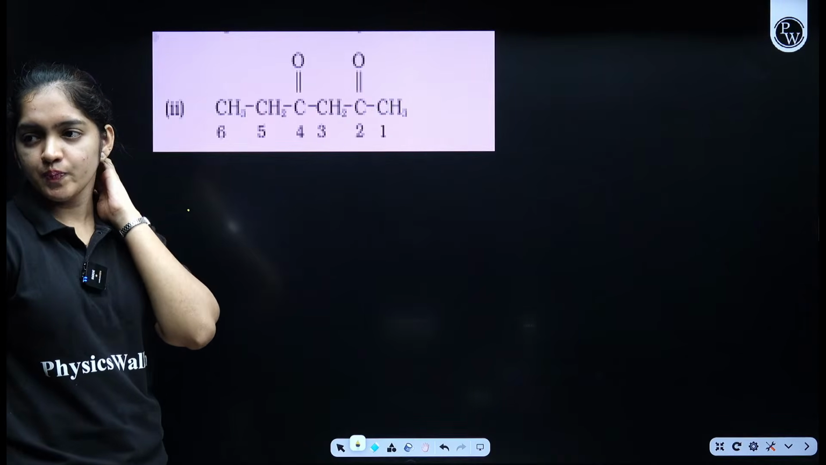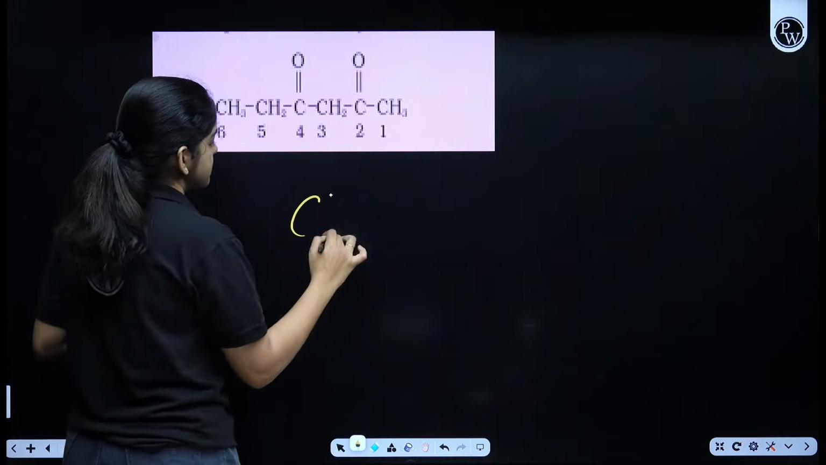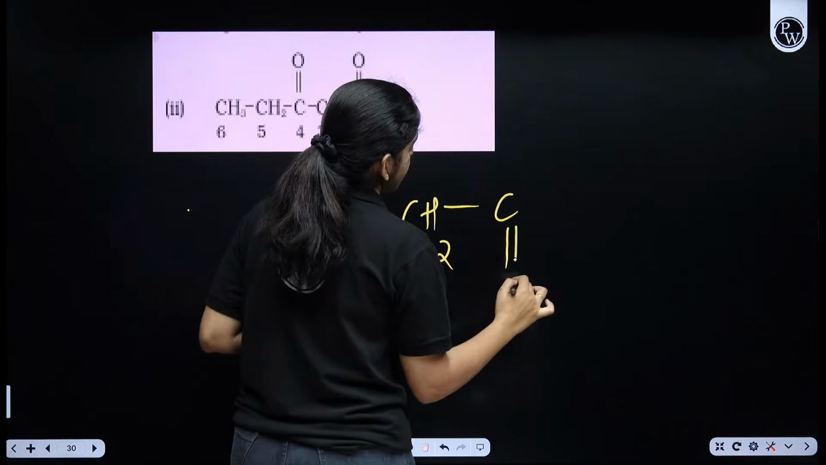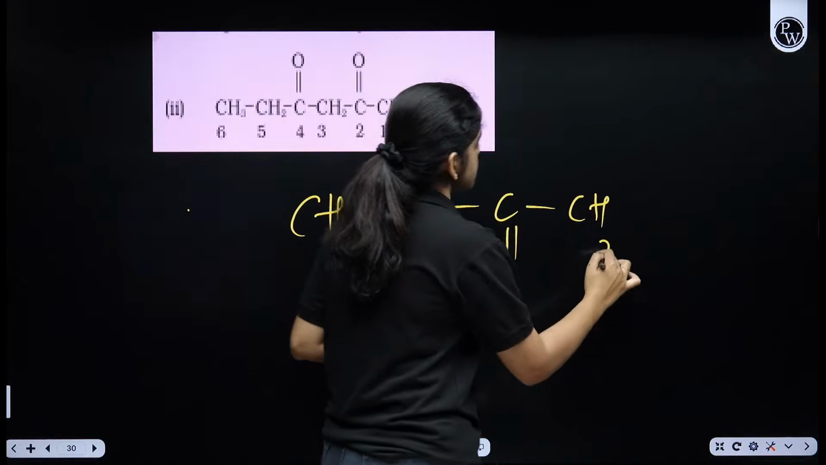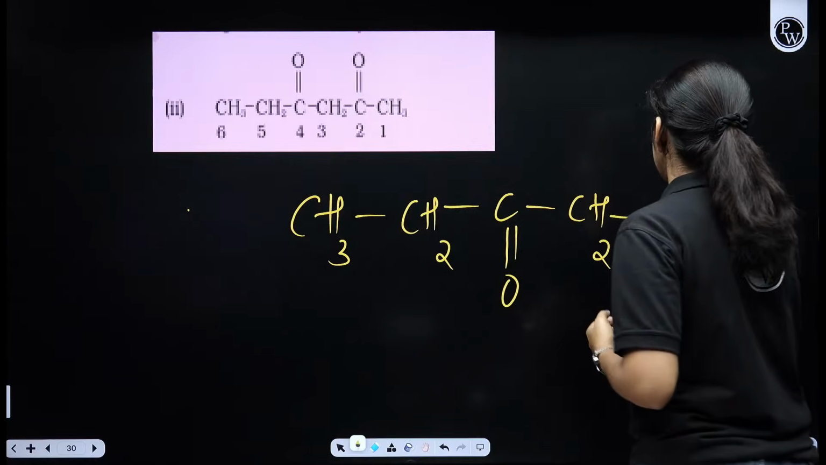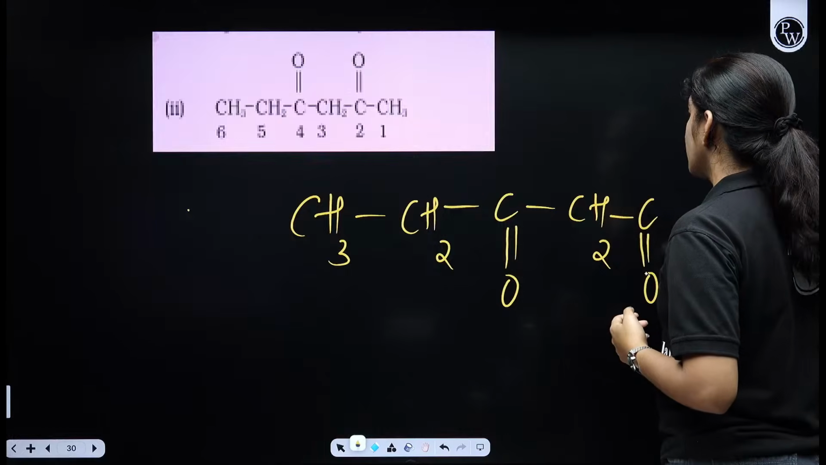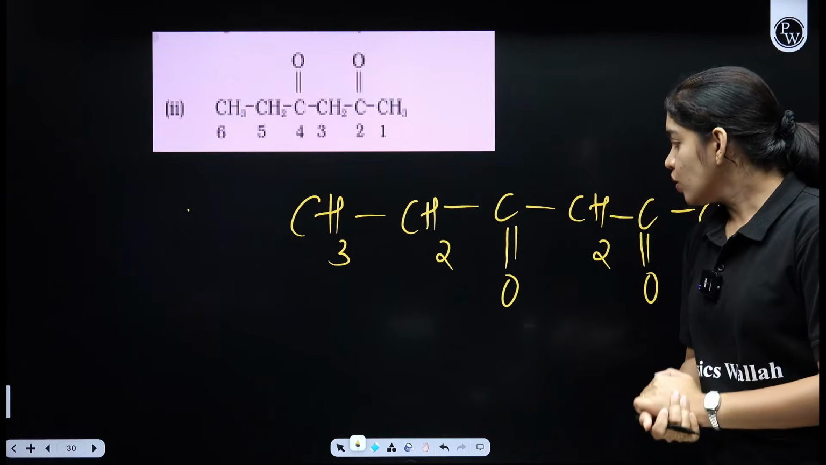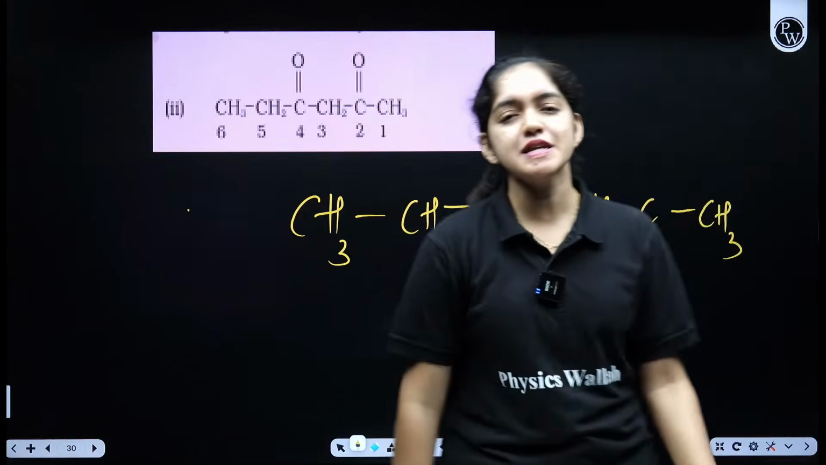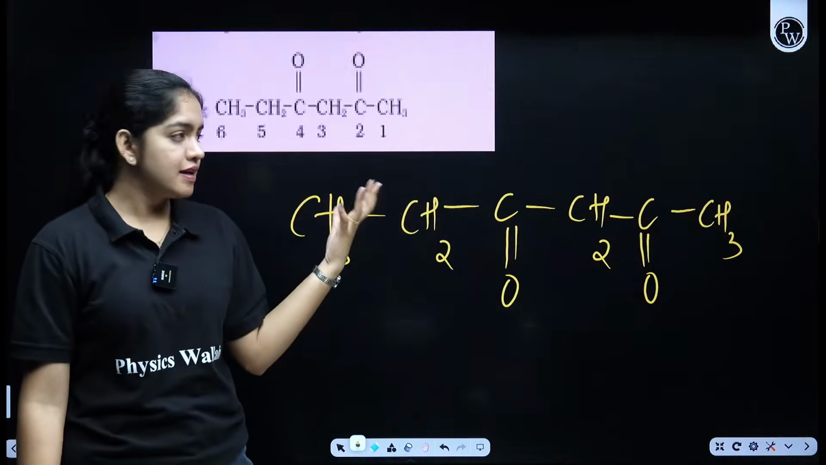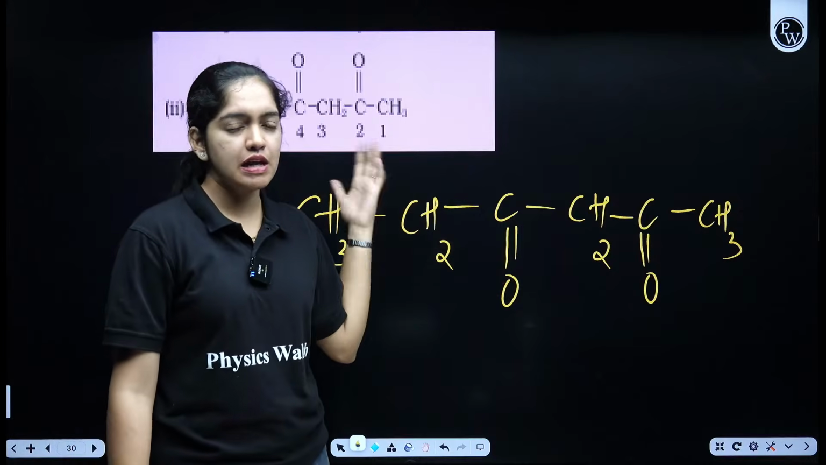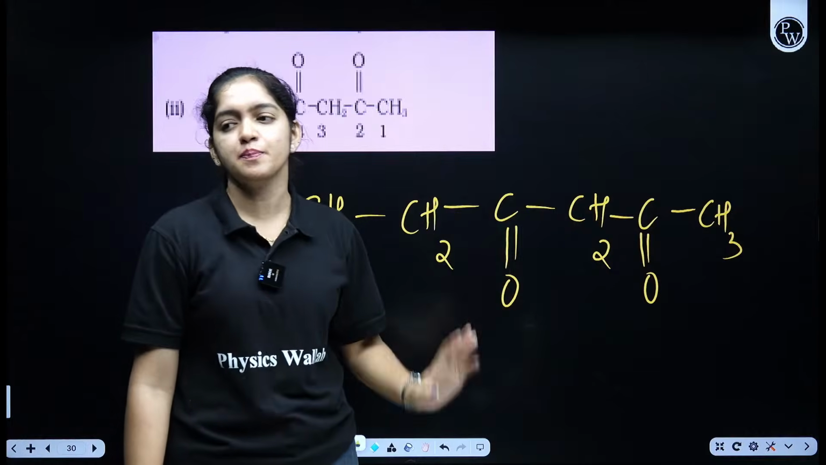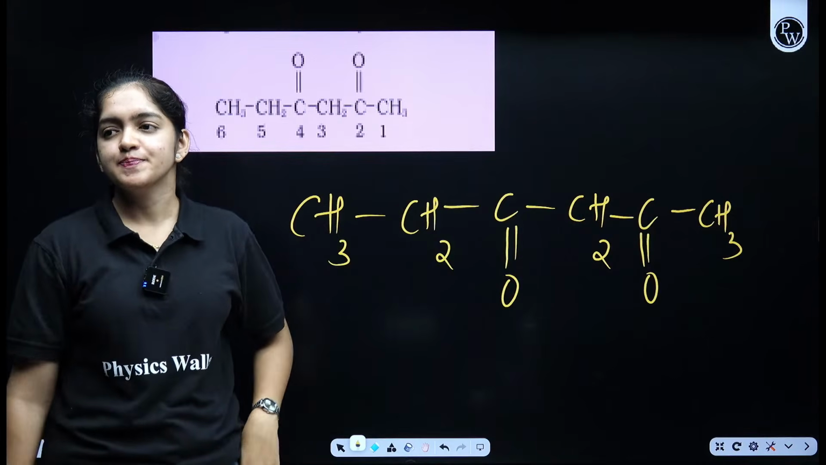Just try to do it. The question is CH3, CH2, C double bond O, CH2, C double bond O, CH3. So this is our question. Two functional groups are present and they are the same functional group. So we can give numbers according to our wish, from right to left or left to right, and the functional group should get the lowest numbers. Try to do that and comment the answer.